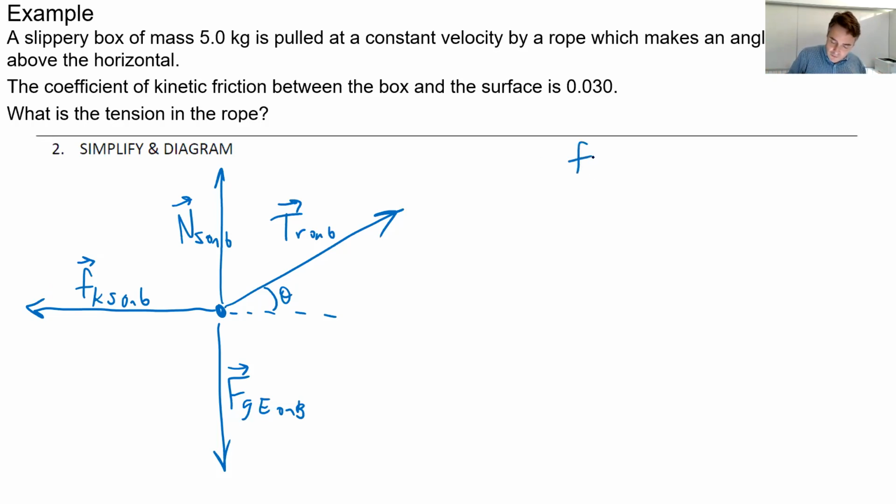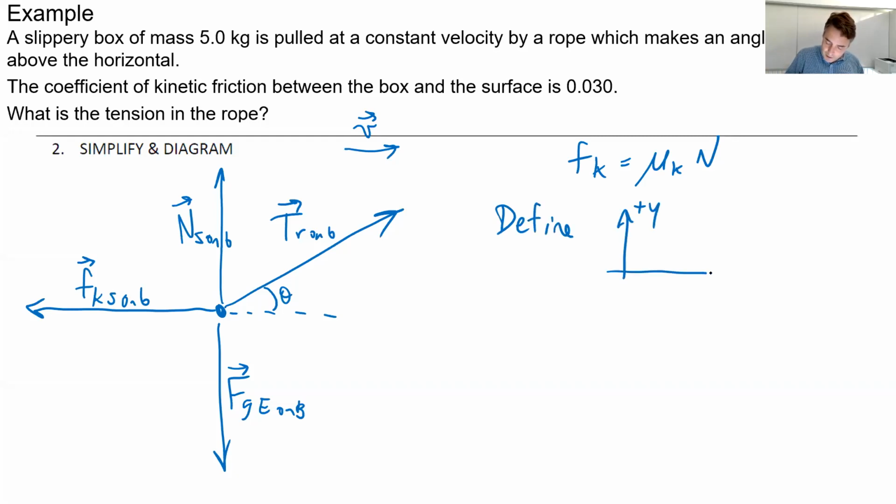We also know that F sub K is equal to mu sub K times N, so that's important. This velocity is towards the right. That's why I drew the kinetic friction going towards the left. I'm going to define plus y is up and plus x is to the right.